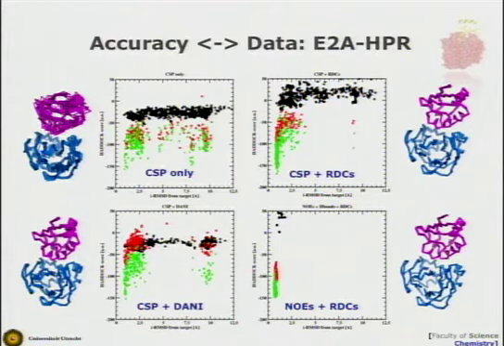So this is just to give you an impression. What we have here on the x-axis is the RMSD from the reference structure. So we know the reference structure. In this case, it's an NMR structure. On the y-axis, it's the score of HADDOCK, in arbitrary units.